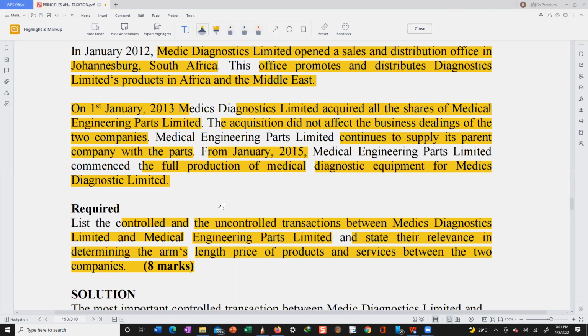Okay, so that is it. And also, after acquiring all the shares of Medical Engineering Parts, any transaction that happens between them, that is the sale of the parts to Medic Diagnostic and the full production of the medical diagnostic equipment by Medical Engineering, are all controlled transactions. So if you are able to say this, then you can get the controlled and the uncontrolled transactions at your fingertips. And most questions will require you to do this.